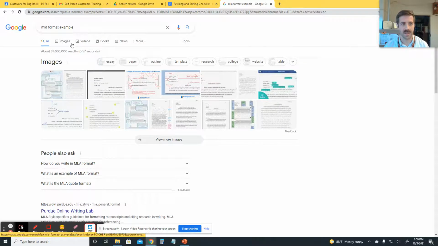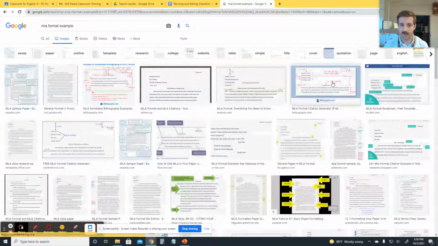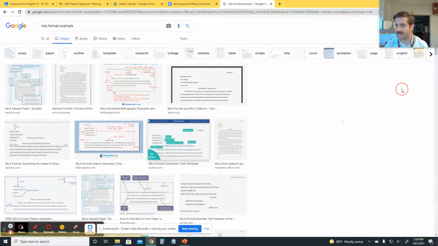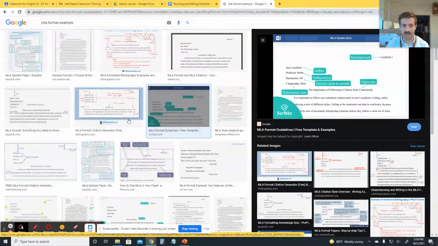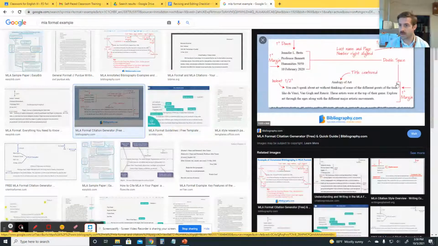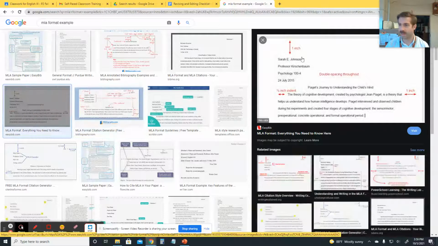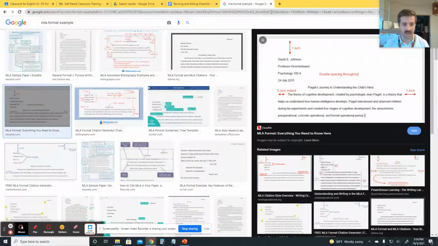And isn't Google pretty amazing? I could check most any of these and they're going to tell me, okay, here's what I need to know. Here's what I need to do for MLA format. So you're just one click away from making sure you can get everything done that you need to.